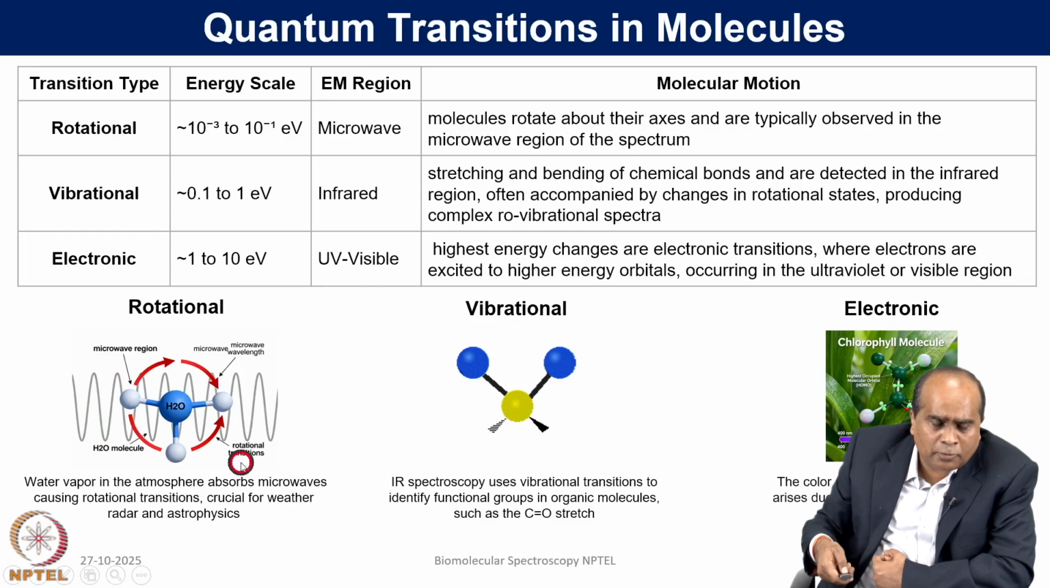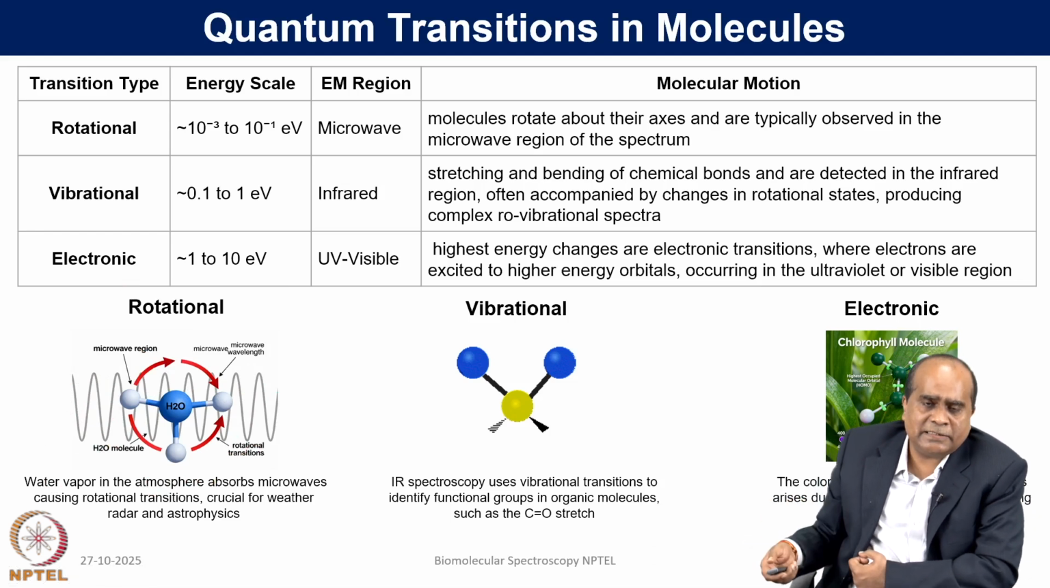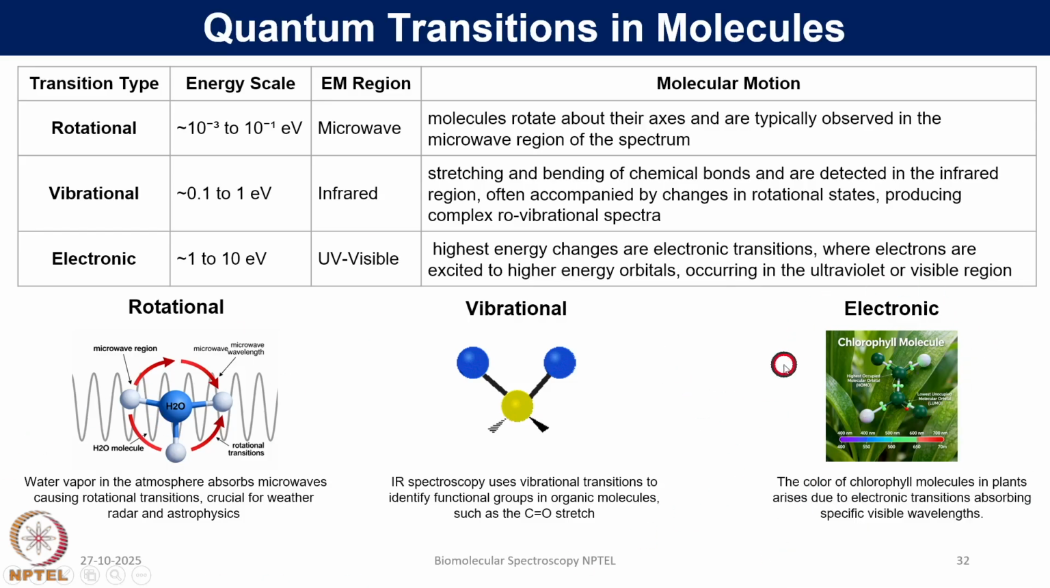So, a water molecule typically can be excited by microwave, and this phenomenon we use in our kitchen for heating water or milk or something like that, right. So, this is rotational spectroscopy. Then electronic spectroscopy: the color of chlorophyll in a plant, because it causes a transition in the electronic level and absorbs light in the UV visible region.